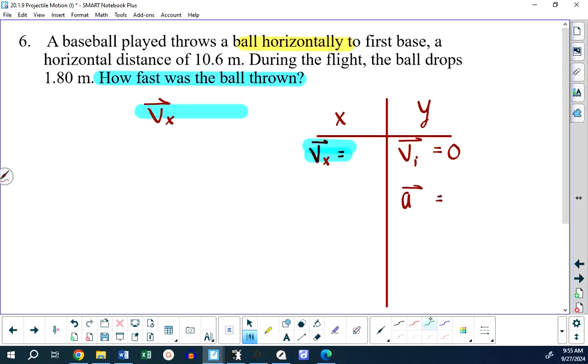just to cut through all the red tape, this is negative 9.81. I'll leave the units out. The displacement of the ball is negative 1.8 meters. We want to find Vx. We know the displacement horizontally is 10.6 meters. But in order for you to find the answer to this question, we need to know the time. We don't have enough information in this column to find the time.